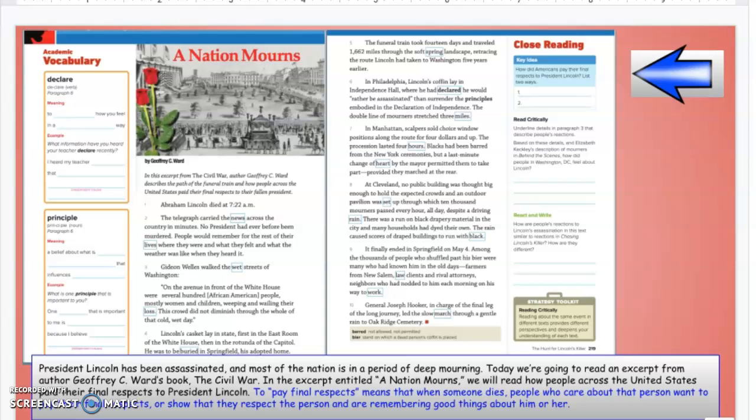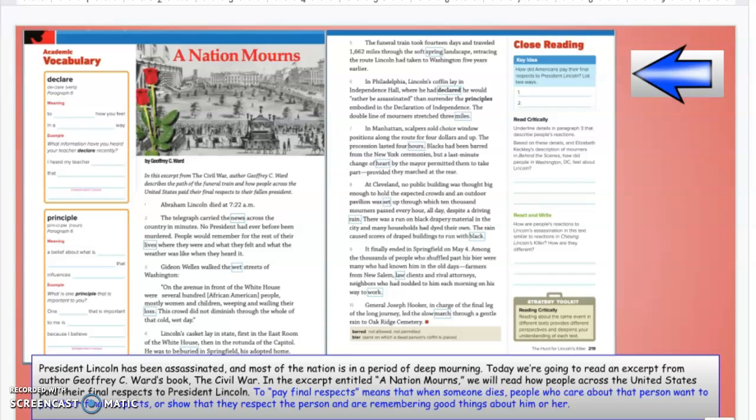Among the thousands of people who shuffled past his bier, which is a stand on which the coffin is placed, were many people who had known him in the old days, farmers from New Salem, law clients and rival attorneys, neighbors who had nodded to him each morning on his way to work. General Joseph Hooker, in charge of the final leg of the long journey, led the slow march through a gentle rain in Oak Ridge Cemetery.